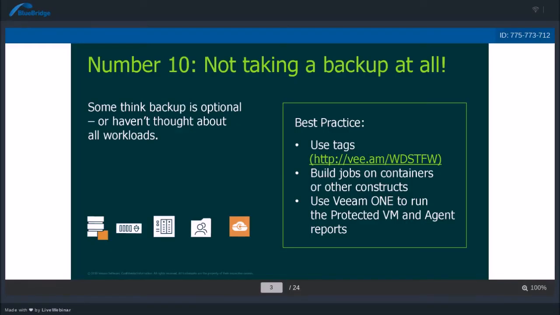Overview from your perspective. Basically, not backing up data at all. Now, as you can think of it, why would you get a backup product and forget to back up your data? Now, this is something that happens quite a lot for actually two reasons.